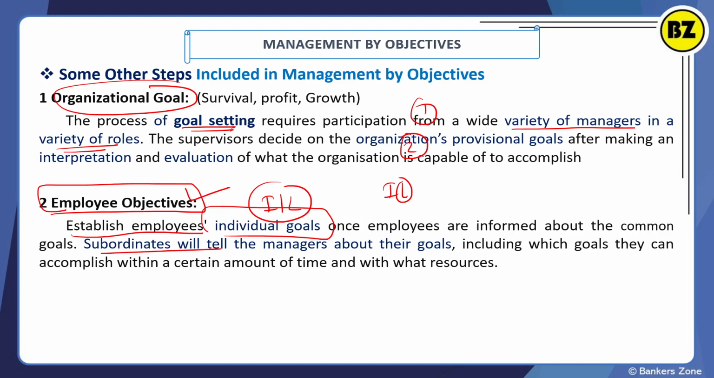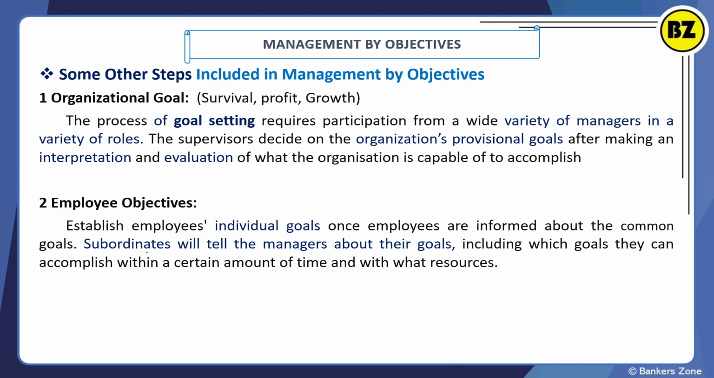Now subordinates will tell the manager about their goal, including which goal they can accomplish within a certain amount of time and with what resources. So obviously, when you set the individual goals, first the employee or a subordinate staff member will communicate to their manager what capacity they have, what resources they will use, and what goal they can achieve, right? Based on that, the manager will allocate the individual goal.